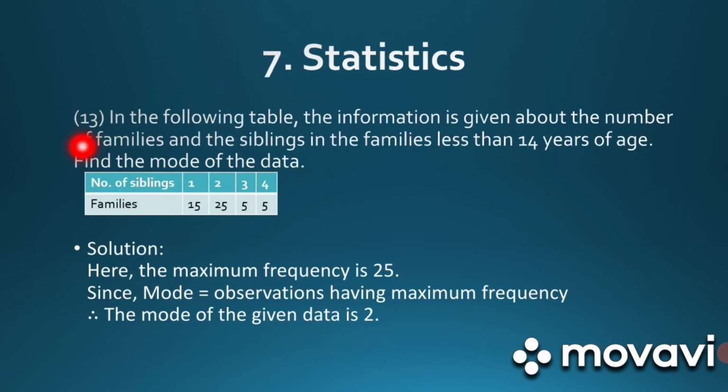Let us solve question 13. In the following table, the information is given about the number of families and the siblings in the families less than 14 years of age. Find the mode of the data. From the given table, we observe that the number of families with one sibling is 15, with two siblings is 25, with three siblings is 5, and with four siblings is 5. Solution. Here, the maximum frequency is 25. Since the mode is equal to observations having maximum frequency, therefore the mode of the given data is 2.